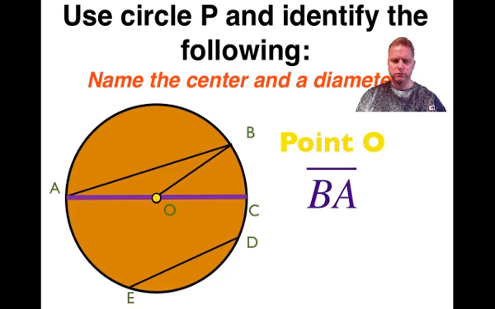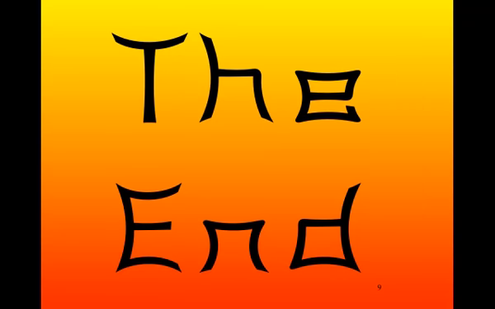So actually that should be AC. That's a mistake. Okay, so make sure you don't put that. You want to put CA or AC. And that's it. There's not much to it.